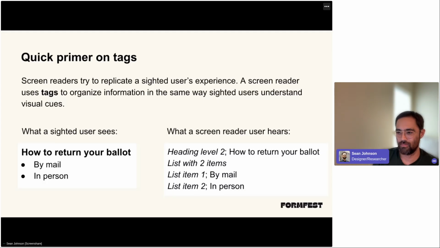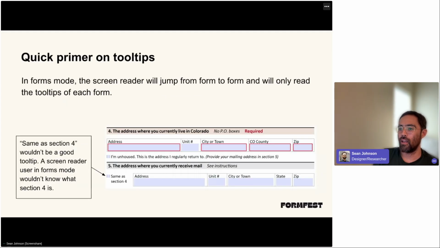You've probably heard the phrase tags a lot. The other important thing I wanted to go over is tooltips. Tooltips aren't exactly the same for PDF and web, so this is more so true for PDF forms, but basically in PDF forms, tooltips are kind of like alt text for forms. And when I say form, I mean any interactive part of the form. So a text field, a radio button, a checkbox, anything that you input information into.